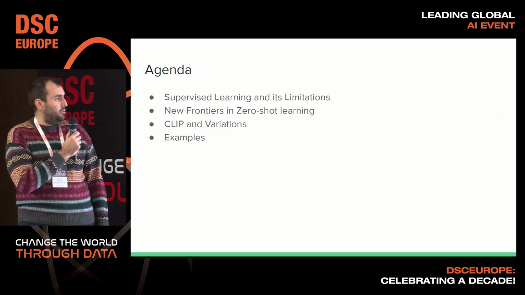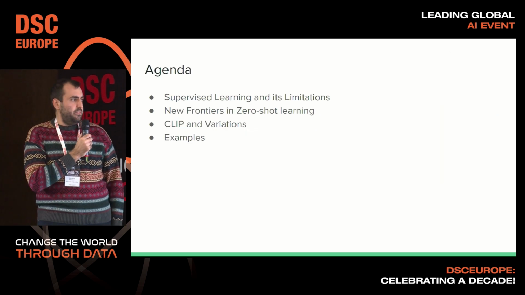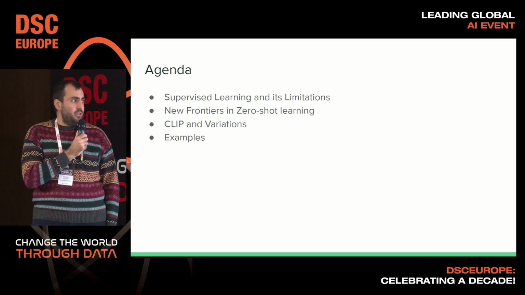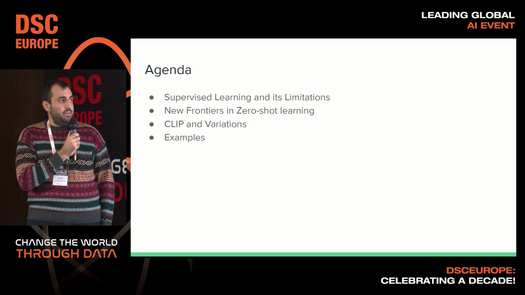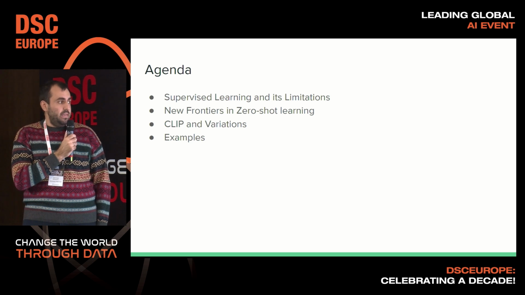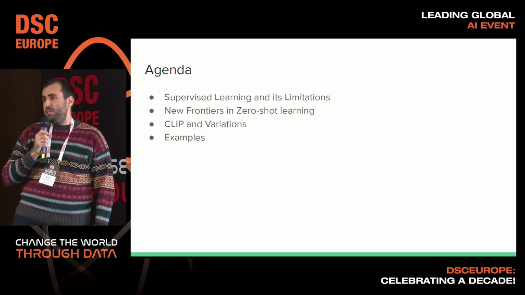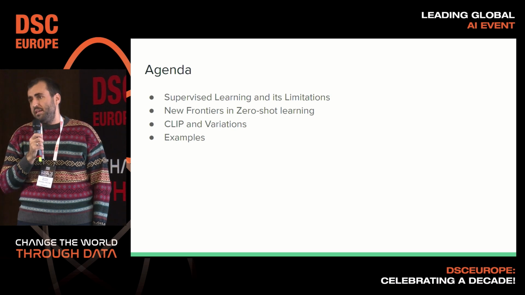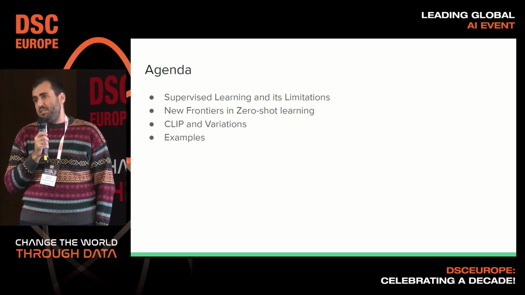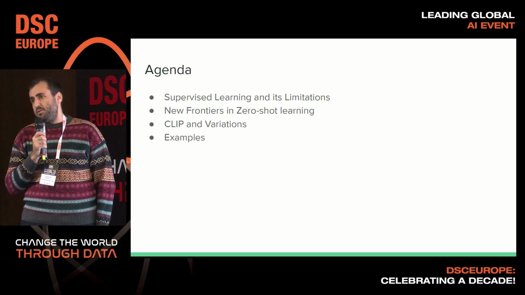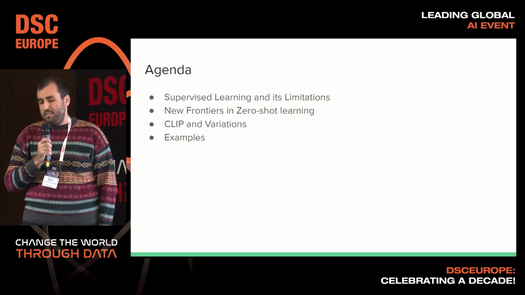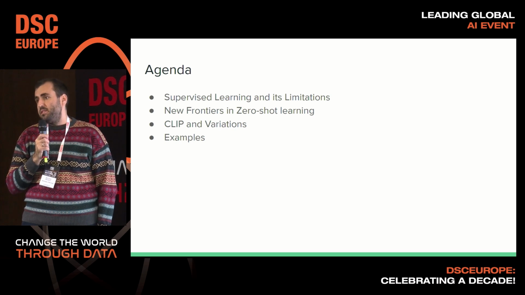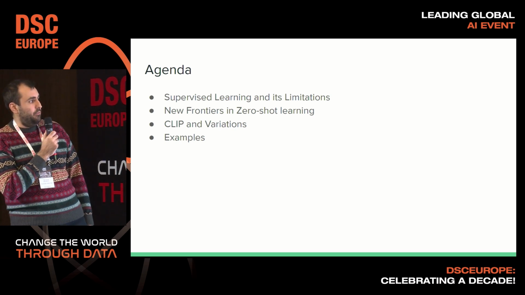So, agenda for today: we will talk a little bit about supervised learning, which I believe you are all familiar with, some of its limitations and things that can be improved. We will talk a little bit about new frontiers in zero-shot learning and how you can use it today, with one specific example of a text and image-based model, OpenAI CLIP, and its variations. I will show you some examples in the end, so it's easy for you to start using these models from today.